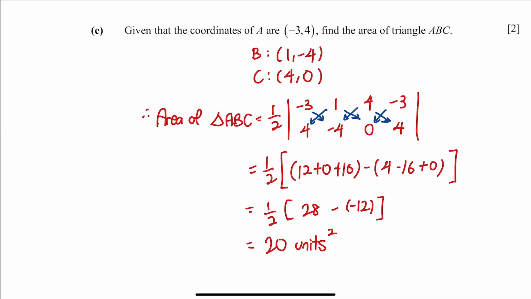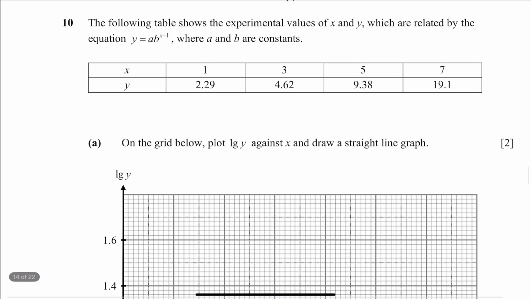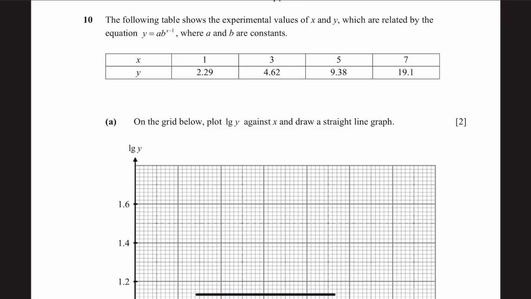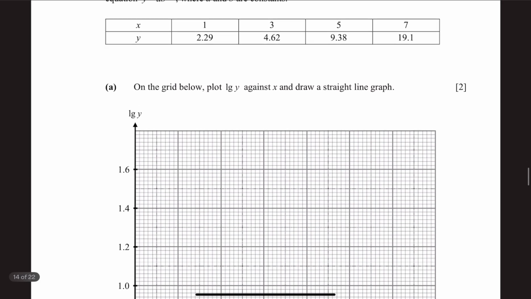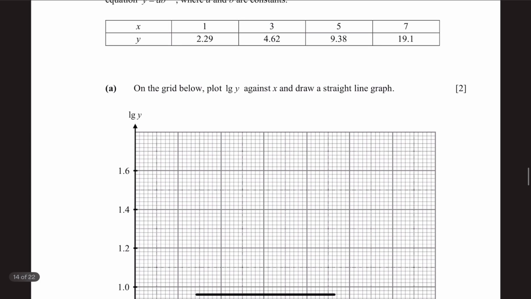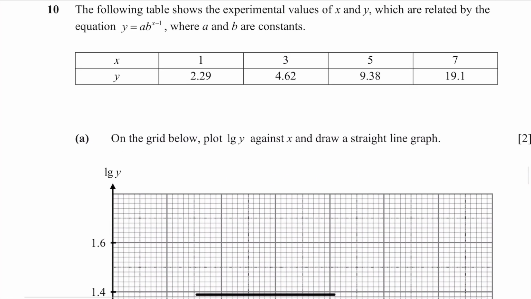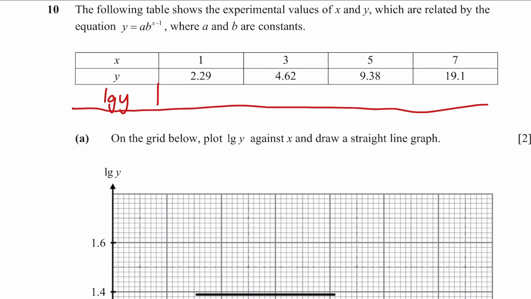Alright. Let's now look at question number 10. It shows experimental values of x and y, related by this equation here. Plot log y against x. So in order to plot log y, we must calculate accurately. So you need to have a table of values over here. I want to find log y, so based on the values in the table provided, we have to calculate the values of log y. Make sure you draw very clearly so that the marker can see your table of values. This is also worth 1 mark when you calculate correctly.